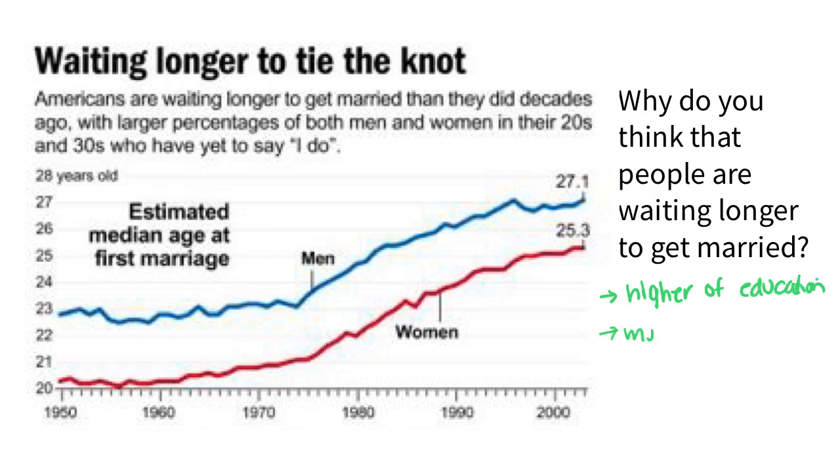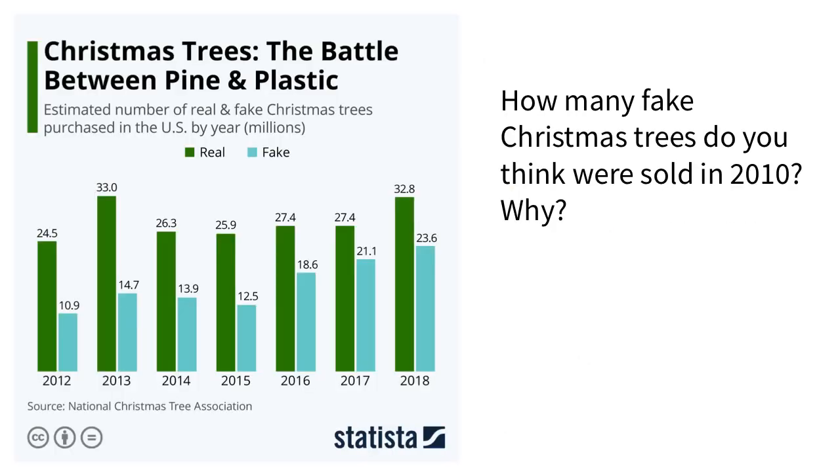More job opportunities. Right? People are living longer, so they don't need to get married as early. All of these are reasons why people might wait longer to get married. Let's look at this graph.